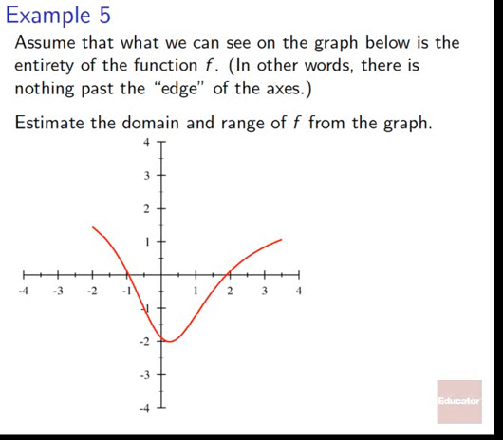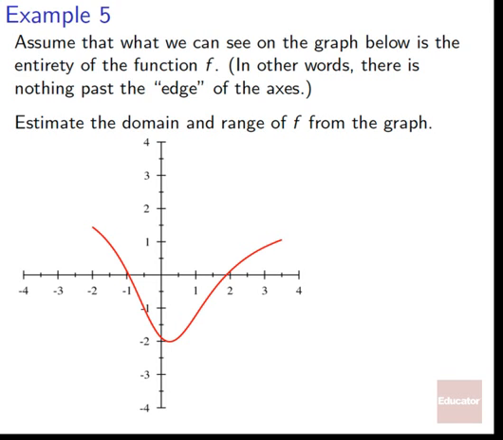All right, assume that what we can see on the graph below is the entirety of the function f. So in other words, there is nothing past the edge of the axes. We're looking through that window, but we've been told there's nothing interesting past the edges of the window. So this graph here is the entirety of the function f. Now we want to estimate the domain and range of f from the graph.